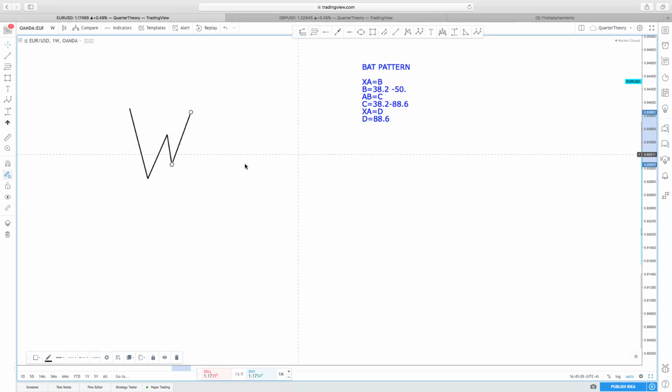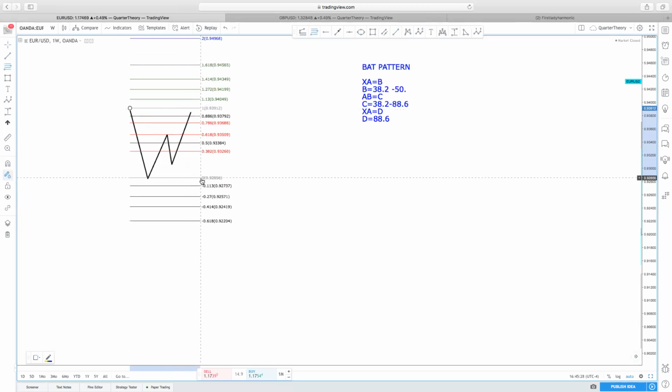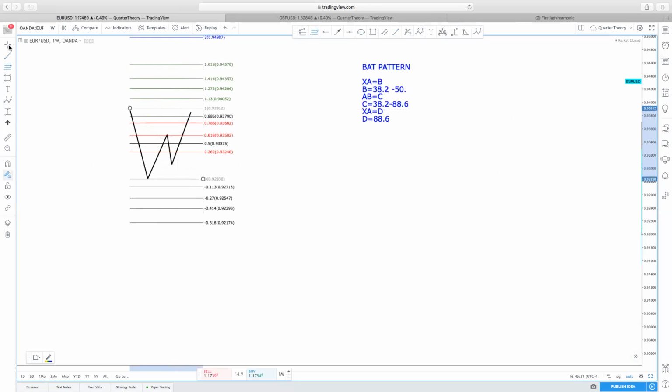So what this looks like is, this is my X, this is my A. The first initial impulse leg is your XA leg, and where you begin it from will be your X. Since this was the first move downwards, this is my X, this is my A. So I will take my Fibonacci, X to A, and we're looking at a 61.8 right here. Since we're working on a bat, we're going to bring this down to the 50% right there. So now my XA equals my B. My B is at a 50%.